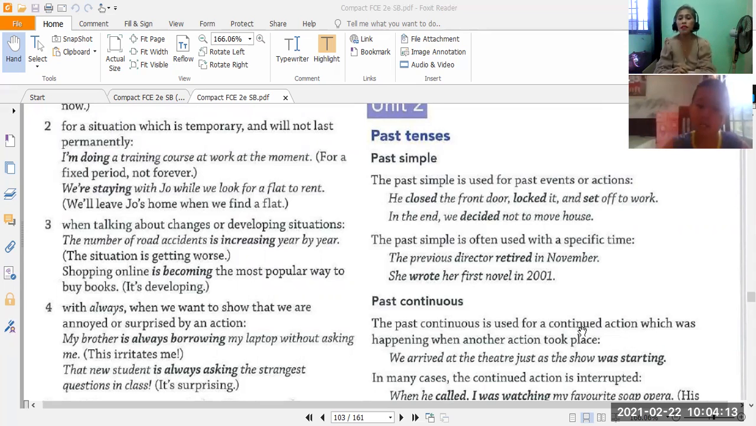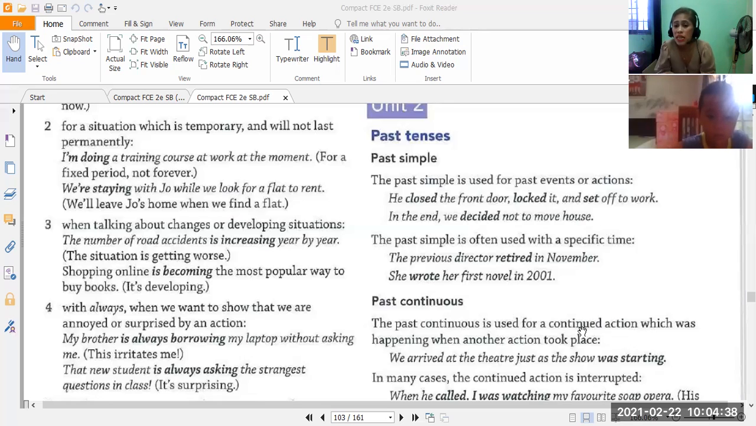We have here the past simple. You know already that the past simple is used for past events or actions. Look at this one. And Teacher Ann told you that when we try to use the past simple, we have two: it could be in the regular form or it could be in the irregular form. Right? You remember that? Yes.